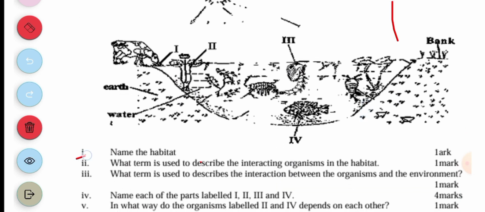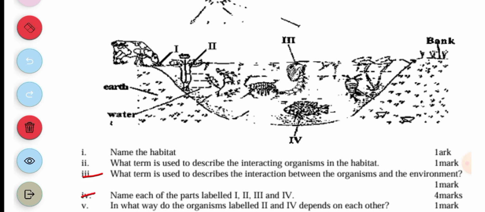So the first says name the habitat. This is a pond. The second says name the term used to describe the interacting organisms in the habitat. So as the organisms are interacting with each other, what is the term given to them? It's called a community. Third: what term is used to describe the interaction between organisms and their environment? So the term is ecosystem.